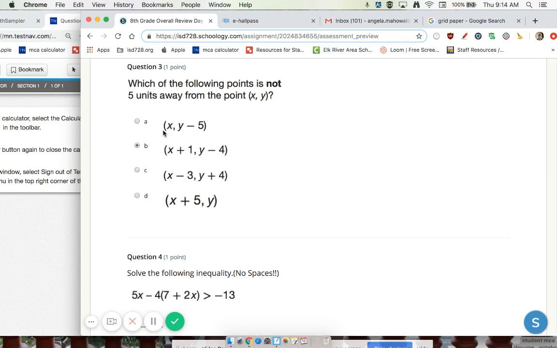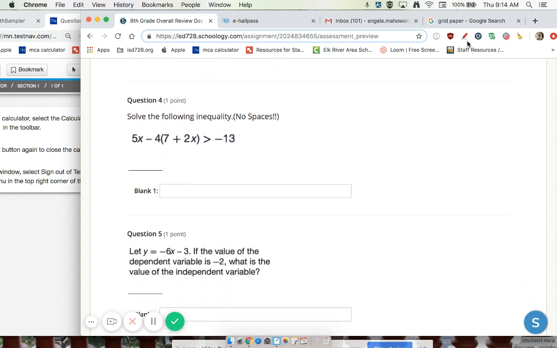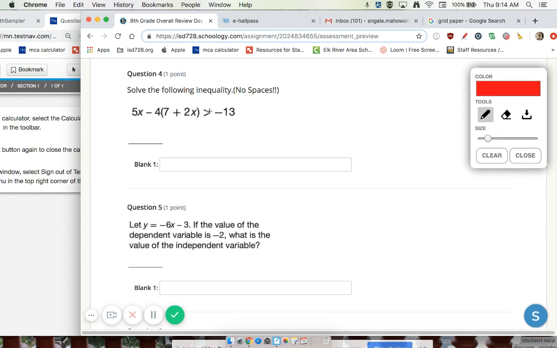So that was the only one. This first one and last one were the easiest to analyze. I had to use Pythagorean's theorem for those middle ones. Okay, number 4. Solve the following inequality. No spaces. All right, so be very, very careful.